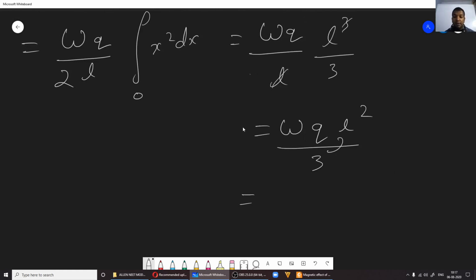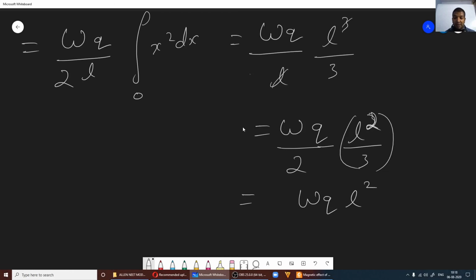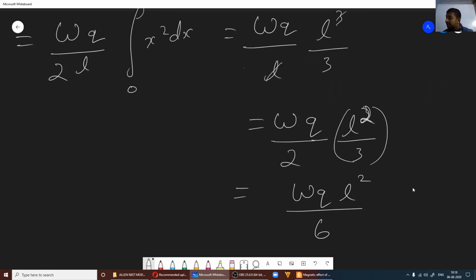Okay, now finally 2 into 3, right? So 2 into 3, this will be omega q divided by 2 into L cube divided by 3. L square divided by 3. So this will be omega q L square divided by 6. Okay, yeah, omega q L square divided by 6.